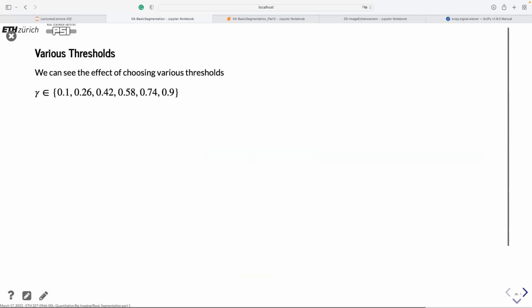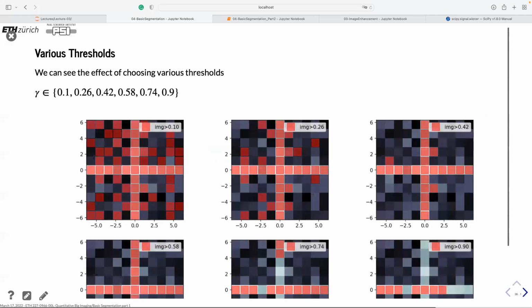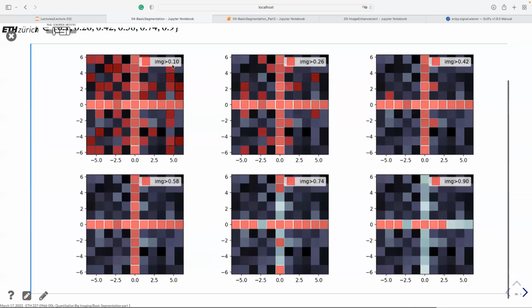If you now would try different thresholds, so here is a whole line of different thresholds to try, then we can see that the results depend. If you have a very low threshold, you have many misclassified pixels. If the threshold is increasing, you can see that the number of misclassified pixels is decreasing all the time. And actually at 0.58, there is no misclassification. And then if we go even higher, then you lose again the cross itself. But all pixels that are inside, they are truly the cross.